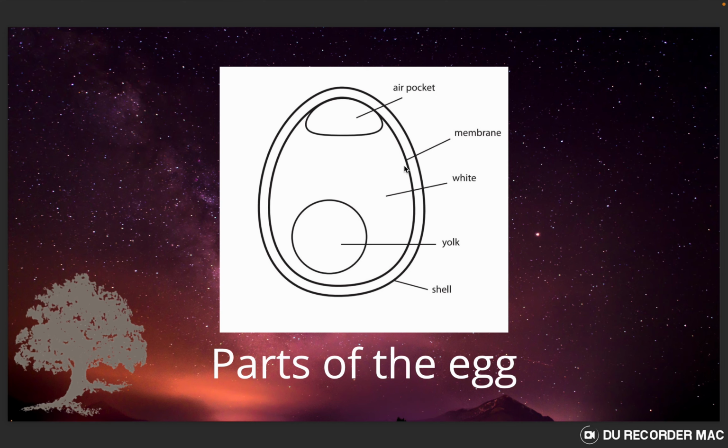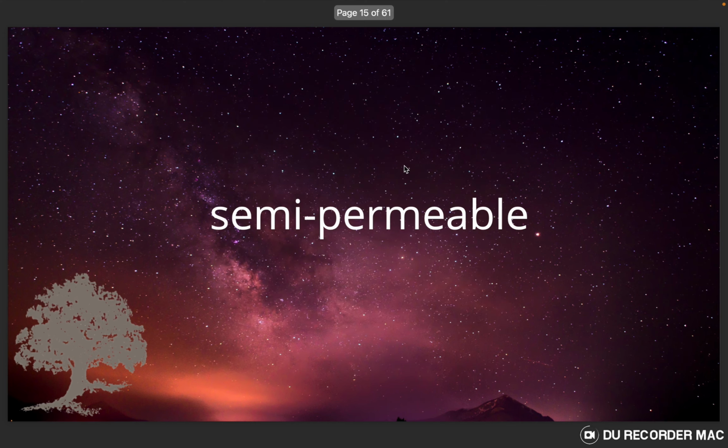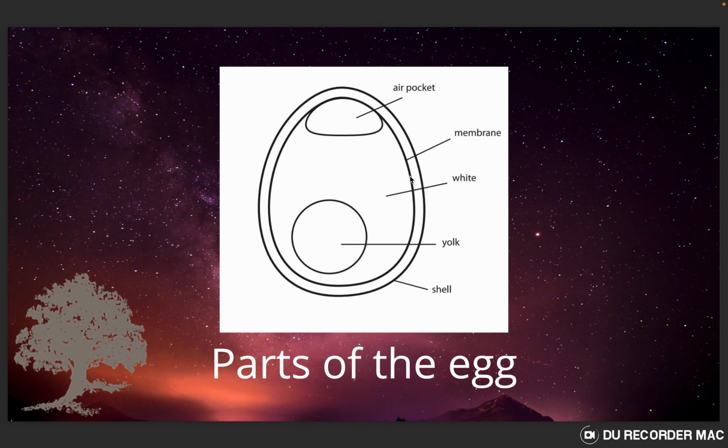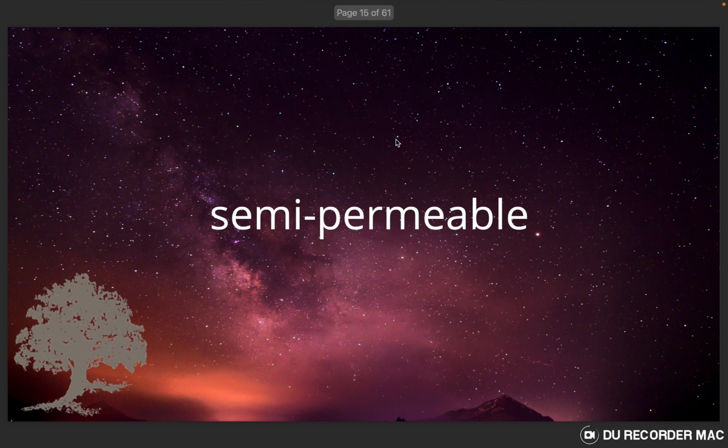Because it's semi-permeable. Yeah, which is semi-permeable? The shell and the membrane. What does semi-permeable mean? Things that can go past, that can penetrate. Right. Okay, and would you remember what that process is called?